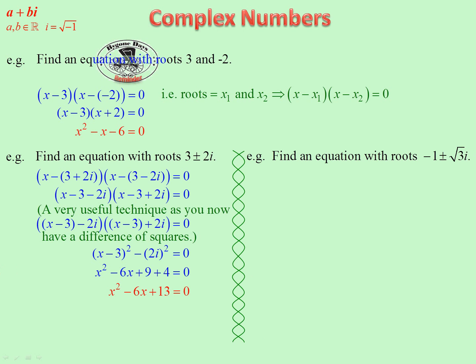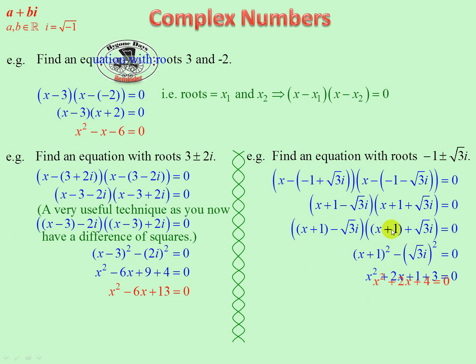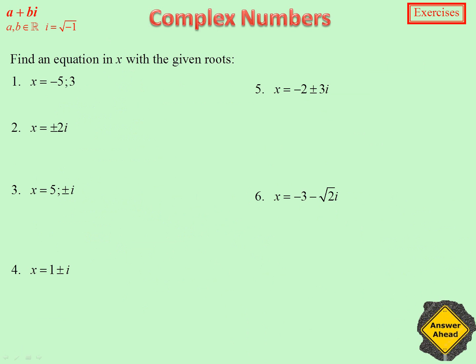One more. x minus, the two roots. Take away the brackets, regroup so we have a difference of squares. Now, we squared out the x plus 1, and root 3 squared is 3, i squared is negative 1, so it makes plus 1. And it simplifies to that equation. You have some to try yourself.